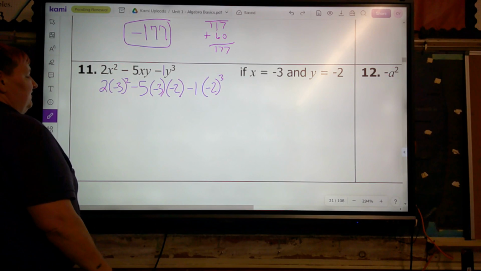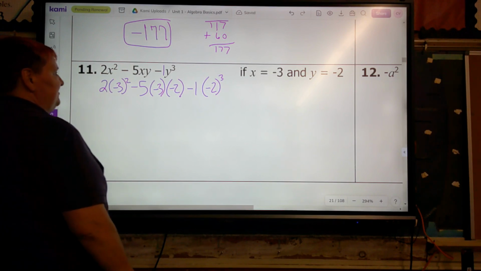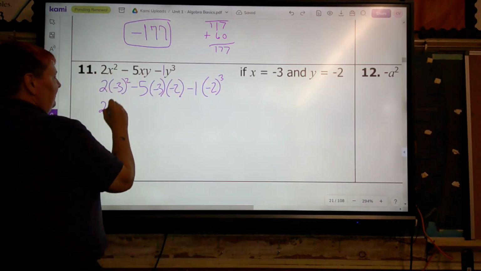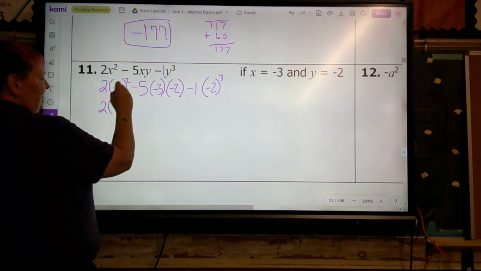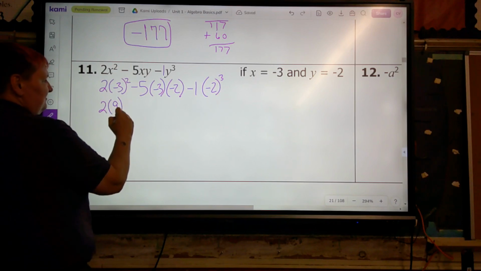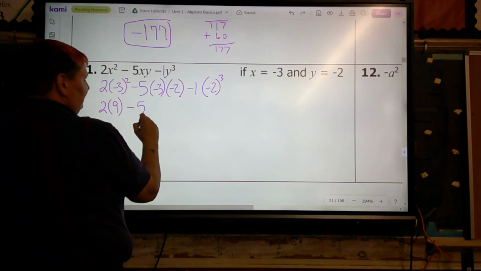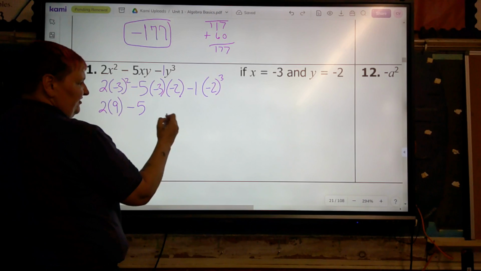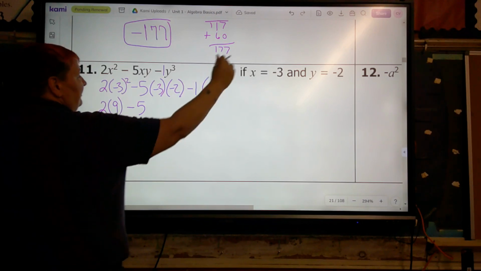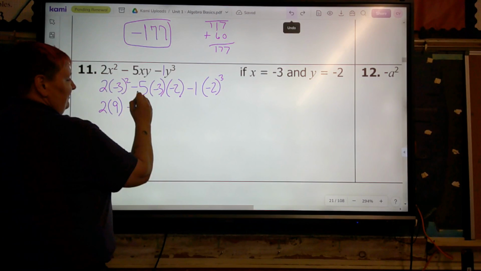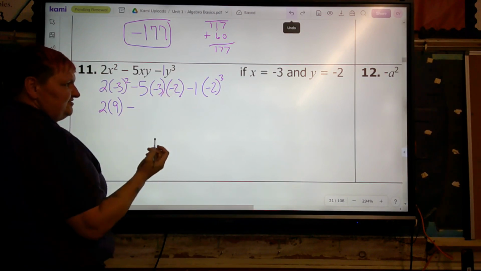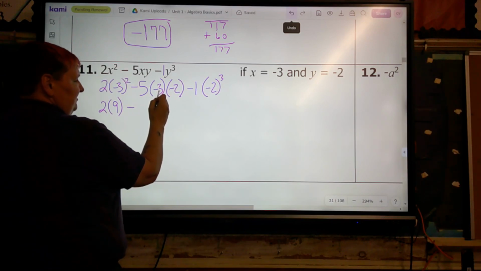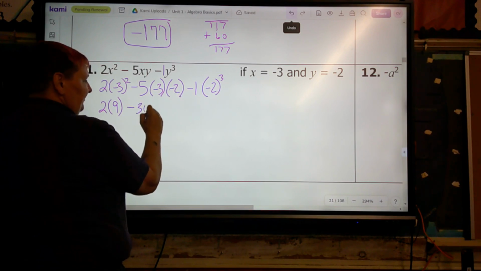Whew. Alright, let's deal with the exponents first. There's nothing inside the parentheses I can do. So we're going to have 2 times 3 to the second power, which is 9, and because it's a negative times a negative, it's positive. Minus 5. We know these are going to be multiplied. In fact, all three of them are going to be multiplied together. It doesn't matter which order you do them in. There's 1, 2, 3 negatives. That's an odd number. You know the answer is going to be negative. 5 times 3 is 15. Times 2 is 30. So it's a negative 30.